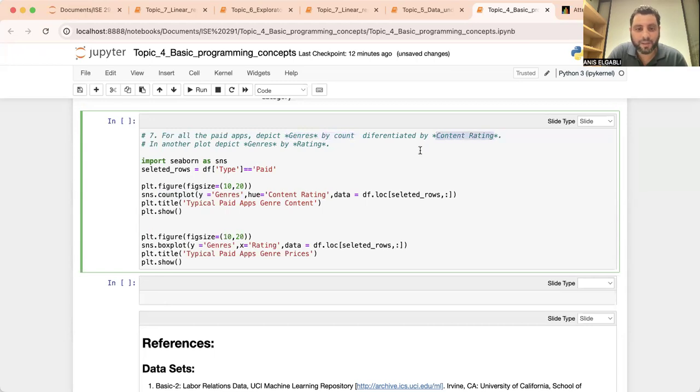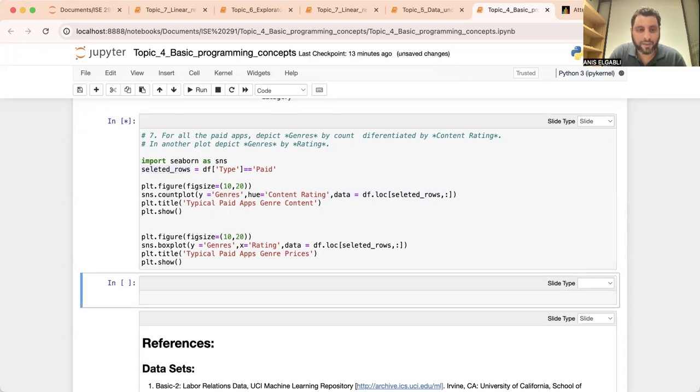Differentiated by content rating. So we know this now. Then we add the hue to make that differentiation. Y is already used for the values, and x for the frequency. Then we introduce the hue to differentiate by content rating. Both of them are categorical attributes here, so that's why we use count plot. We are using that only for the extracted slice, in which the type is paid. That's for the first figure.